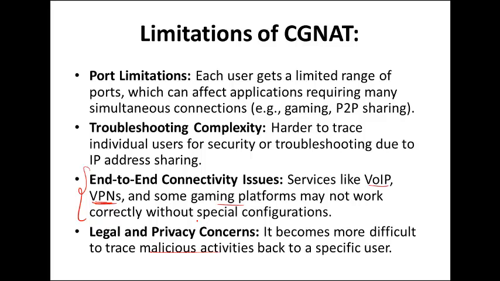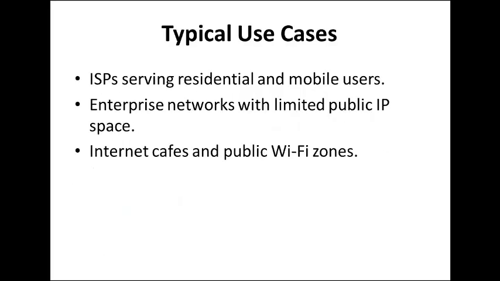Okay, typical use cases. ISP serving residential and mobile users. Even for residential nowadays, ISP provides CG NAT address, 100.64 range. Mobile users, you already gave me an example, vessels like ships. Enterprise networks with limited public IP address space. You don't have enough public, so you need to give even to enterprises. Internet cafe, that is also floating customers, not fixed customers. Public Wi-Fi zones like airports, you can give CG NAT solution.